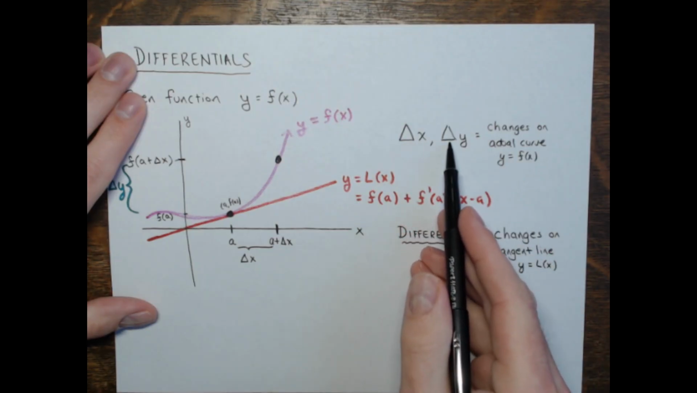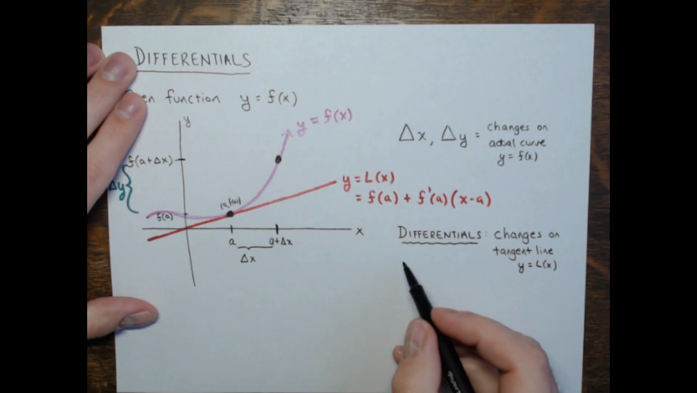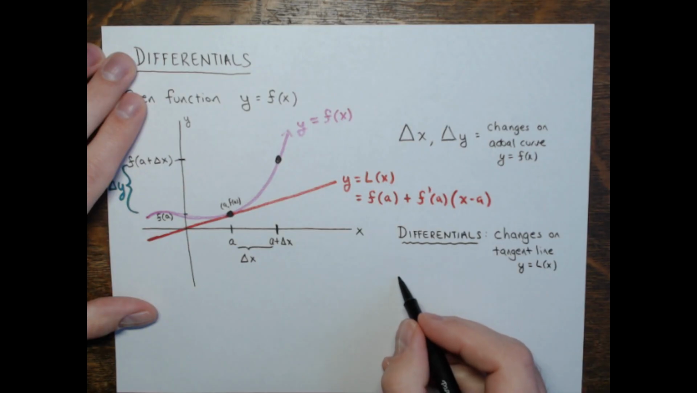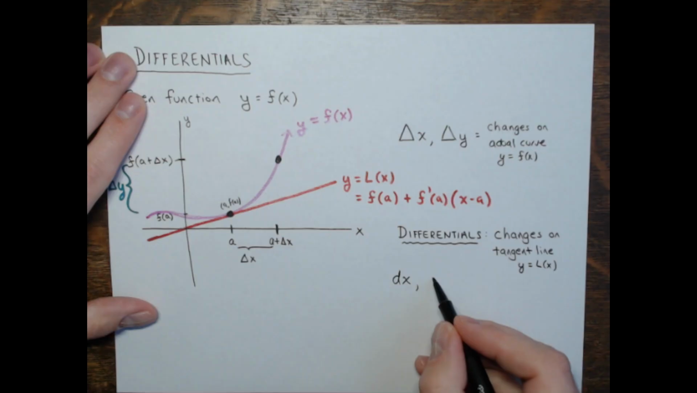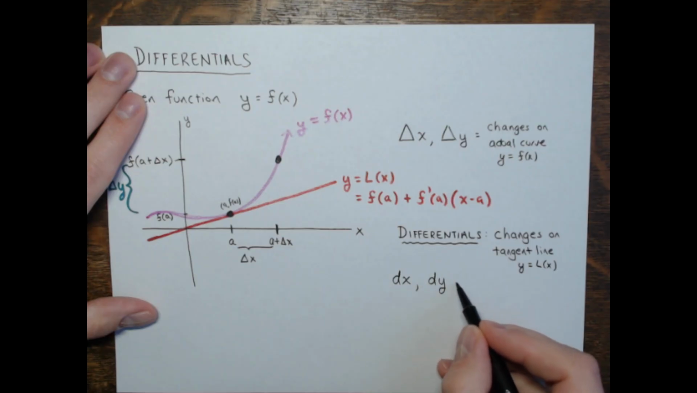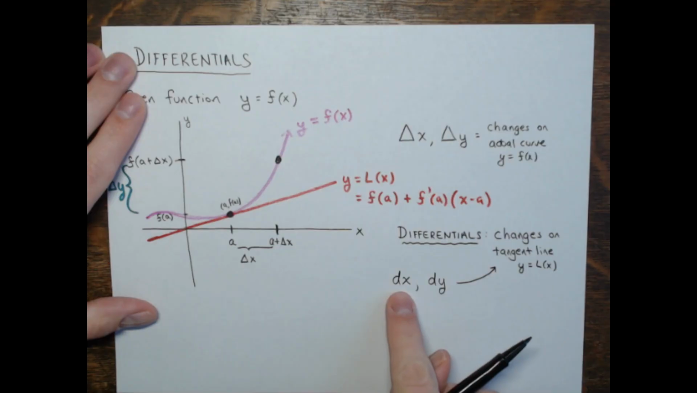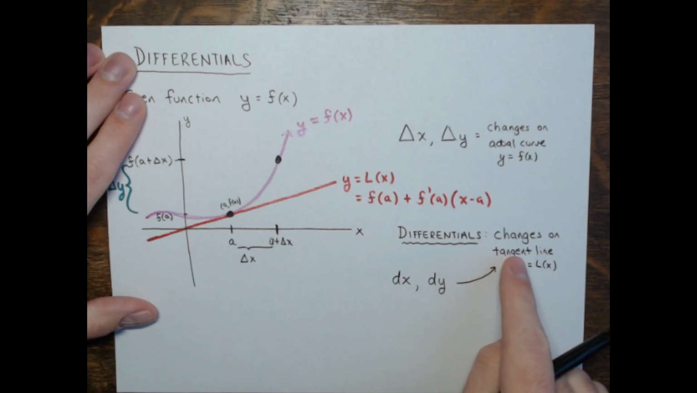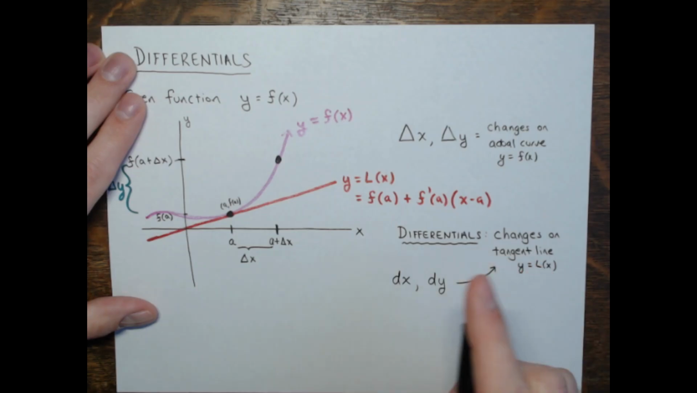Well, delta, it's like the Greek letter D. So changes on the tangent line, these things they're going to refer to as differentials, will be represented by dx and dy. Okay, so again, you see dx and dy. These are going to represent changes on the tangent line.